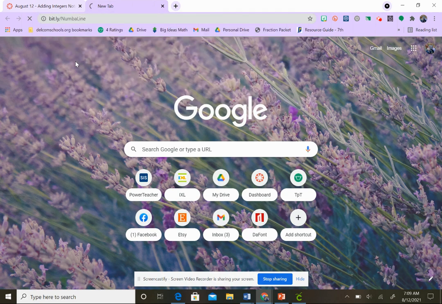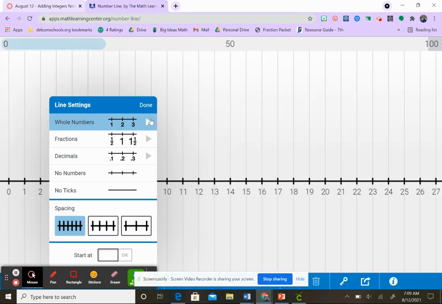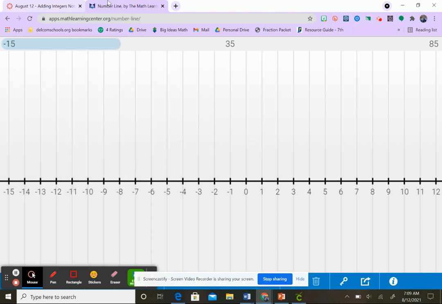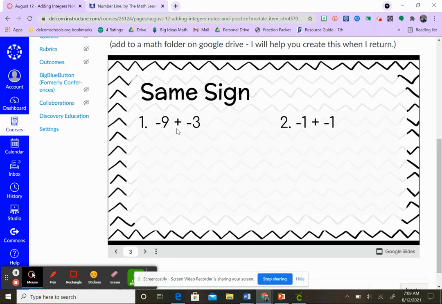Here it is. This is a number line that's really cool. I can start at negatives. I'm going to start at -15, and I can use this number line to help me count. The question that I have you written down is -9 plus -3.